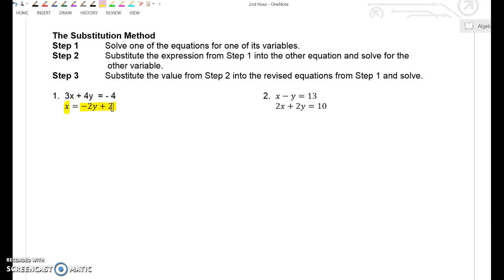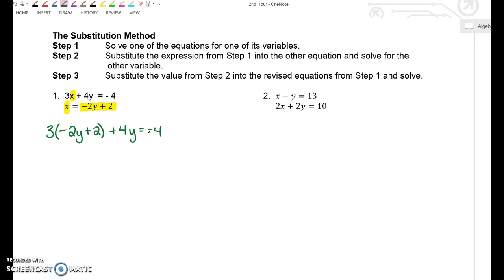Because x equals negative 2y plus 2, think of x and negative 2y plus 2 as quarterbacks on a football team. X gets injured, tears his ACL, so we're going to take x out, and we're going to put negative 2y plus 2 in his place. So 3, instead of that x, we're going to put in negative 2y plus 2, and then finish your equation. Plus 4y equals negative 4.